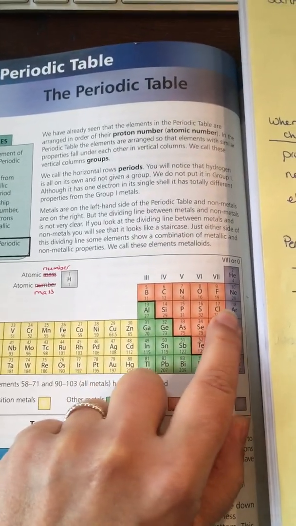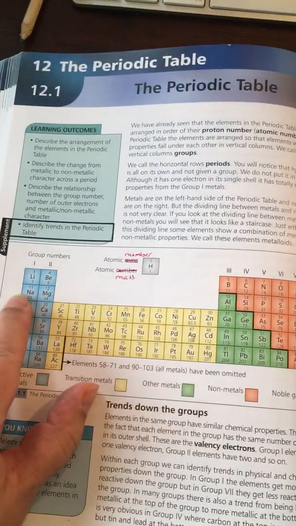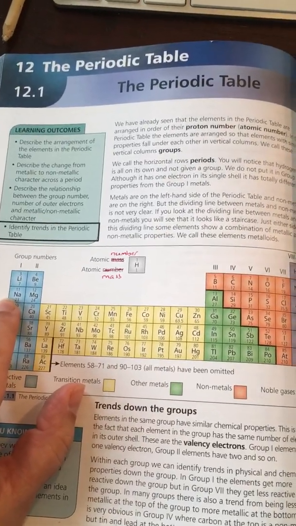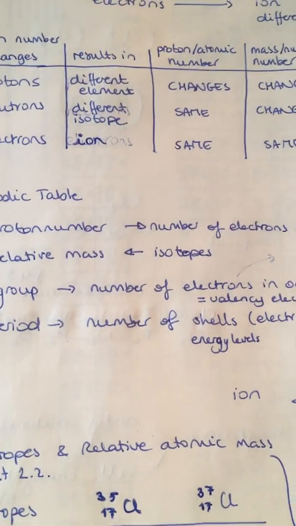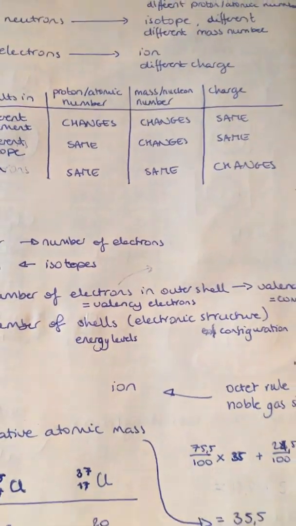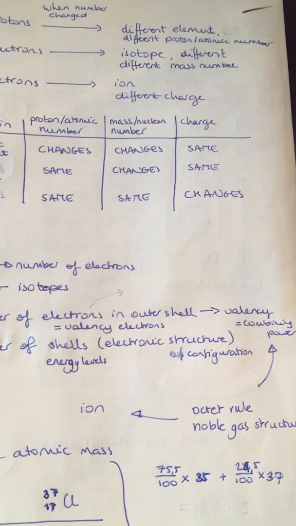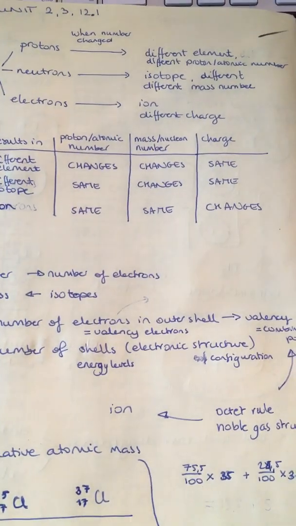If an element is in the 3rd period, it has 3 electron shells. So from a period we can derive the number of shells in the electronic structure. We also call these the energy levels.